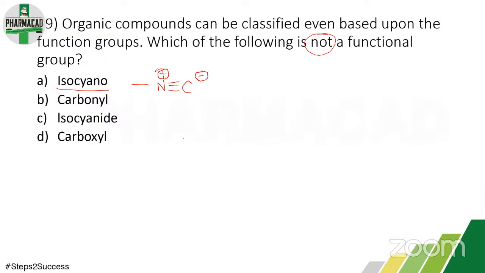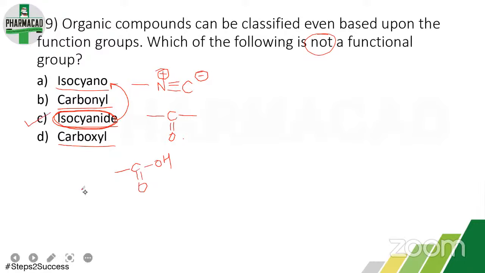This is isocyano. What is carbonyl? C double bond O, whether it is aldehyde or ketone. What is isocyanide? Isocyanide is the organic compound which contains the isocyano group. So we can't call isocyanide a functional group, right? What is carboxyl? Carboxyl is the C double bond O OH. Okay, so out of these four, isocyanide is not a functional group. So the answer is option C.